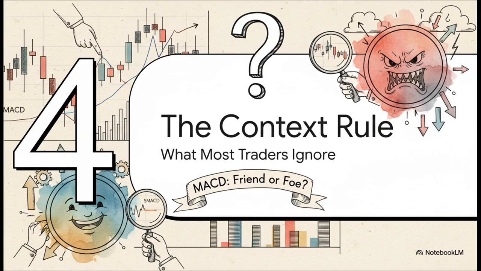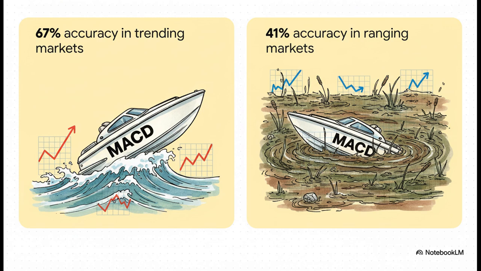And that brings us to what is probably the single biggest aha moment for most traders. There's one simple rule, one piece of context that will determine whether MACD becomes your best friend or your absolute worst enemy. And here it is. MACD is a trend-following tool. It was built to measure momentum inside a trend. So in markets that are clearly moving up or down, signal accuracy is high, around 67%. But in a choppy, sideways market where price is just bouncing around, its accuracy plummets to 41%. Using MACD in the wrong market is like trying to use a screwdriver as a hammer. It just wasn't designed for that job.